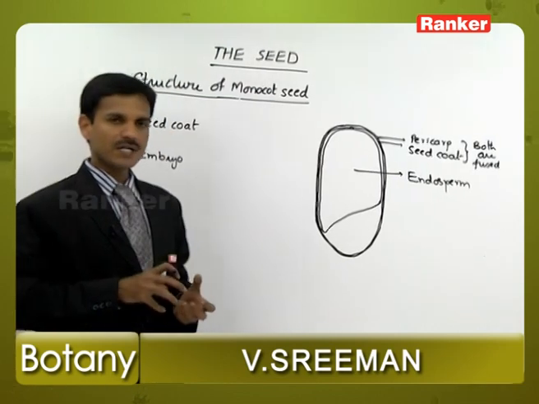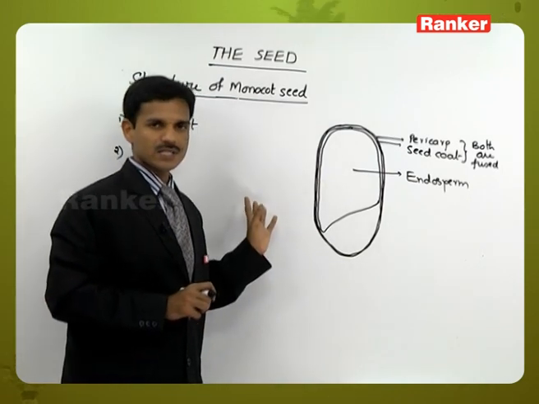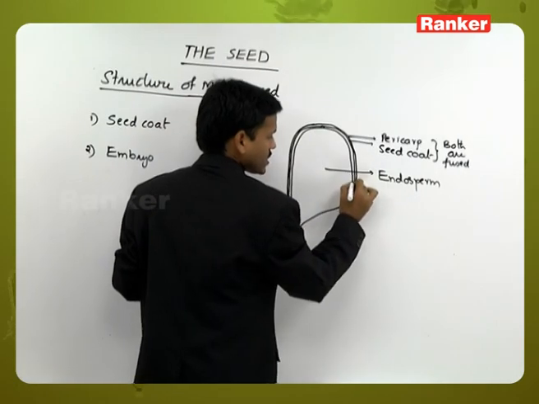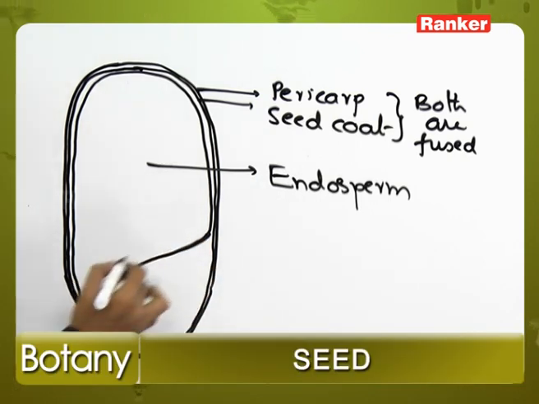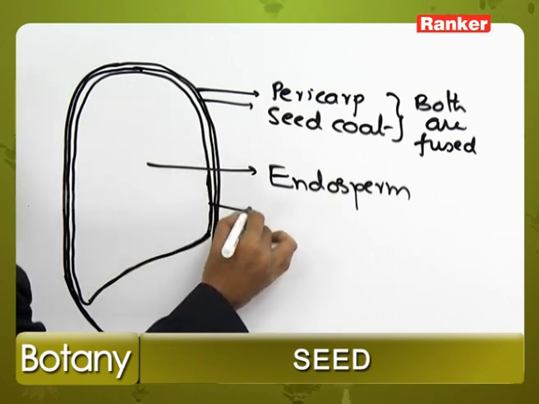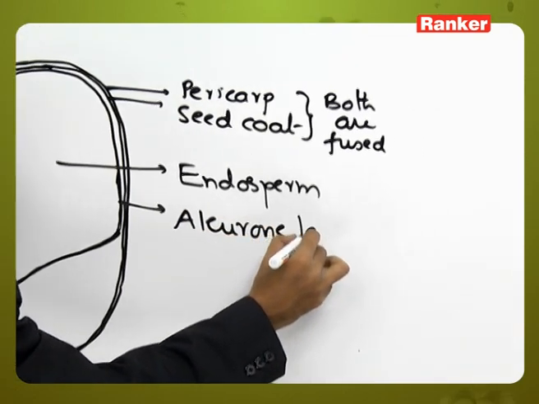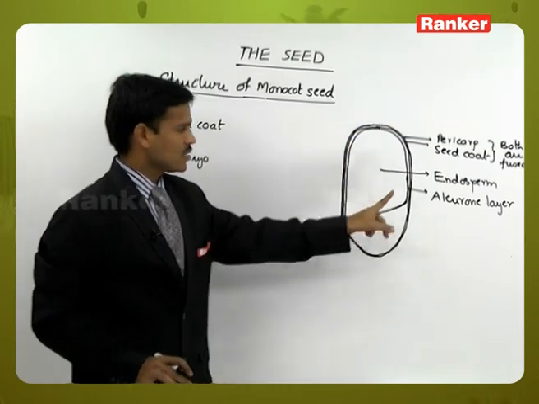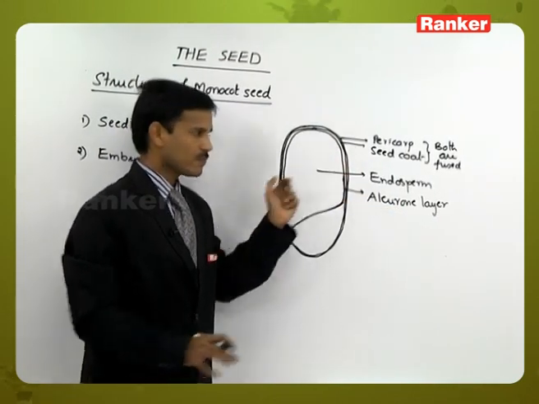Endosperm is present in almost all monocot seeds. So these are endospermic seeds, or albuminous seeds. The endosperm is covered by an outer layer that is proteinaceous. The proteinaceous layer is called the aleurone layer. The outer layer of the endosperm is called the aleurone layer. It is also part of the endosperm, but the outer layer.